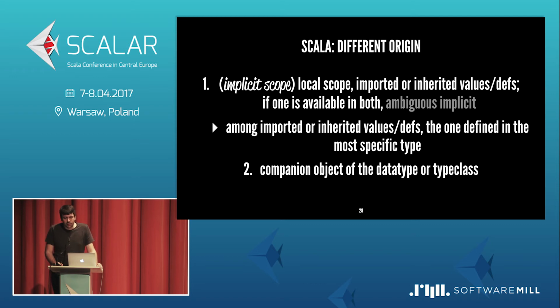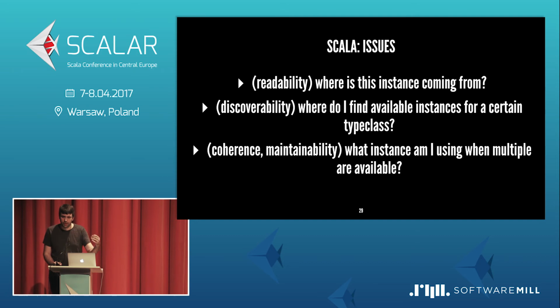also importantly, among imported and inherited values and definitions, the one defined for the most specific type is the one that's going to be picked. The rule we saw in the slide before. Also, the companion object of the data type or the type class is a good place to put a type class instance because that's the fallback. If there was nothing found in the local scope or imported or inherited values or definitions, then we're going to look in the companion objects of hasArea and of square, rectangle, and circle, depending on which one we're using.